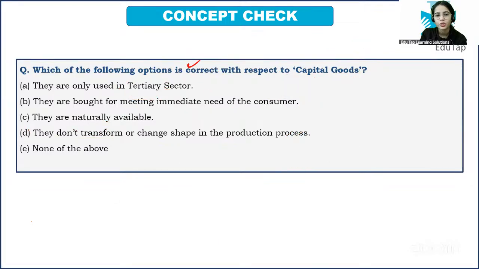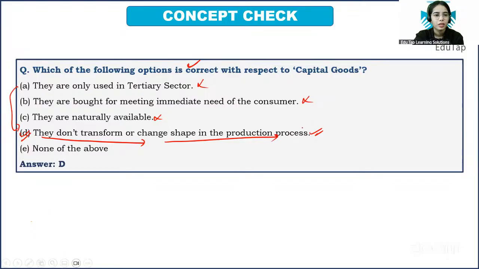Which of the following options is correct? So D is correct. They don't transform or change shape in the production process. Okay, so this is correct. All the other statements are wrong. Sorry, I saw the E and okay. So all the other statements are wrong. This is correct: they don't transform or change shape in the production process.